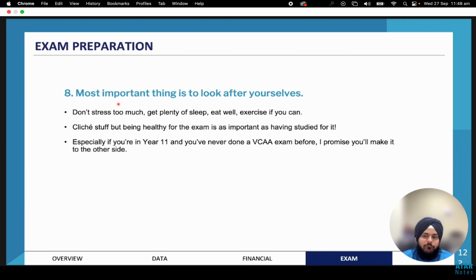But lastly, make sure you look after yourself. This exam period is probably going to be the most stressful period of year 12. So really try to get plenty of sleep, exercise and eat well if you can. Not if you can, but try to do it as much as you can.